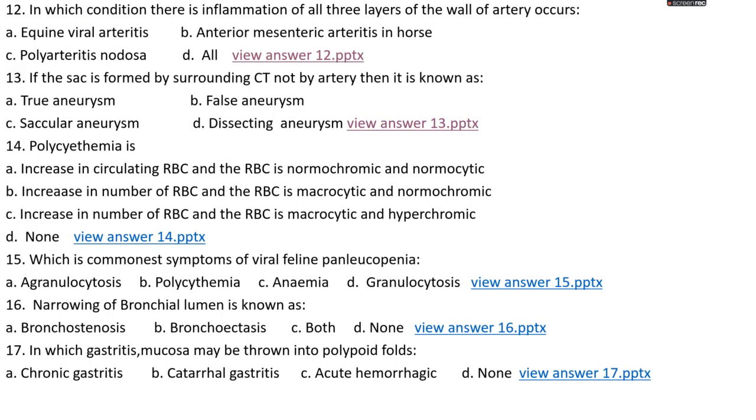Okay. Question number 14. Polycythemia is option A, increase in circulating RBC and the RBC is normochromic and normocytic. Option B, increase in number of RBC and the RBC is macrocytic and normochromic.